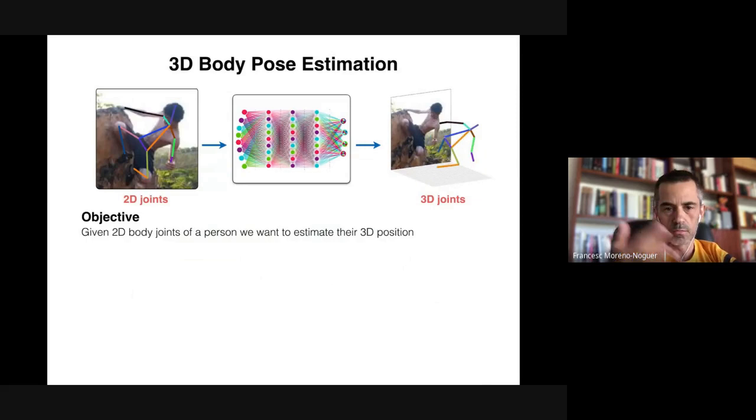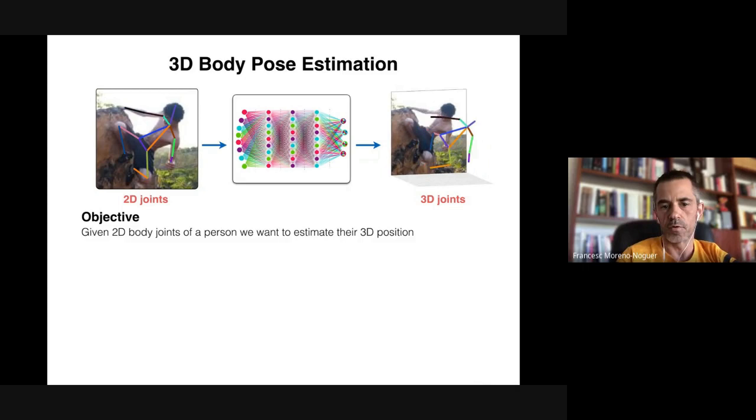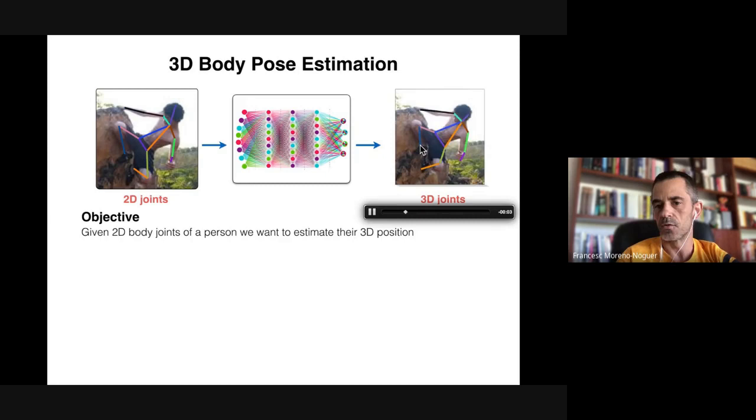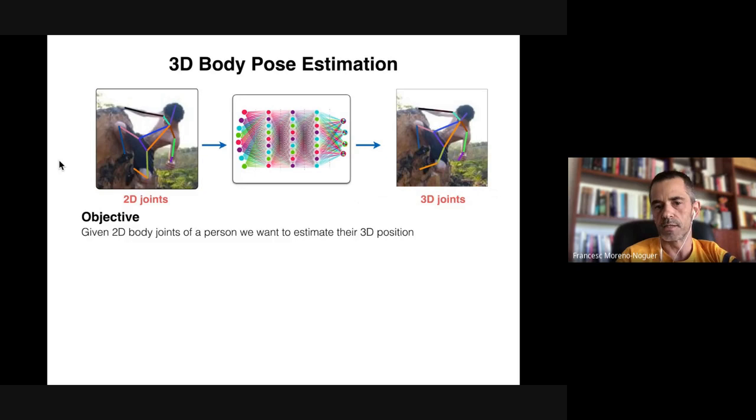I don't need to explain again what the problem is. Greg did a very excellent talk on that. But basically what we have here are 2D joints that we can extract with our favorite 2D pose estimation method, OpenPose, for instance. And what we want to do is, given these 2D joints, train a network that lifts these 2D joints to the 3D space, right? So here we could just apply a simple regression. Let's imagine that we have a large data set of 2D poses and 3D poses, and we train a network for that.